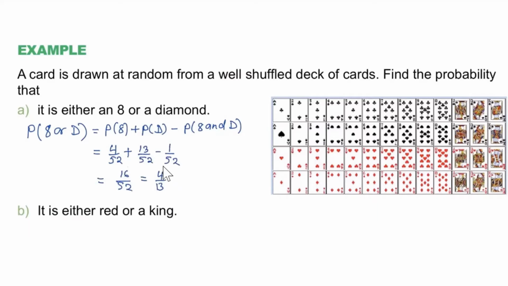You can leave it as a fraction like this, or you can change it to decimal. That is, you can divide 4 by 13. Please divide that in your calculator and you should see 0.3077. That is the probability that it is either an 8 or diamond.